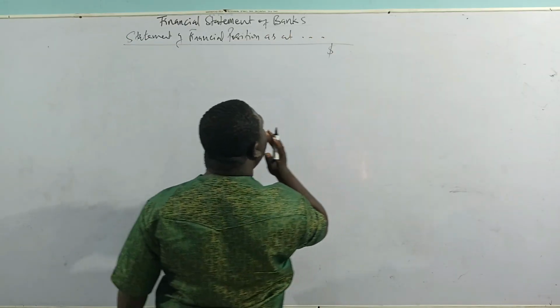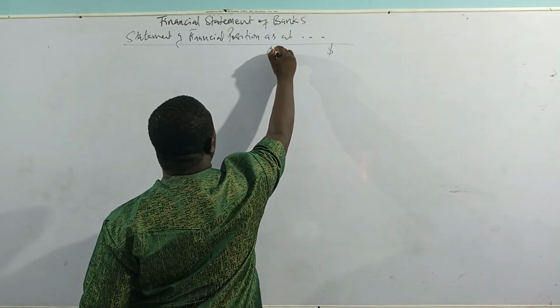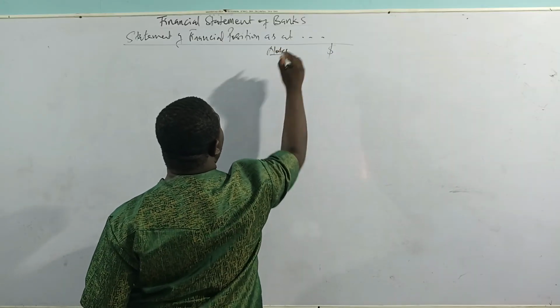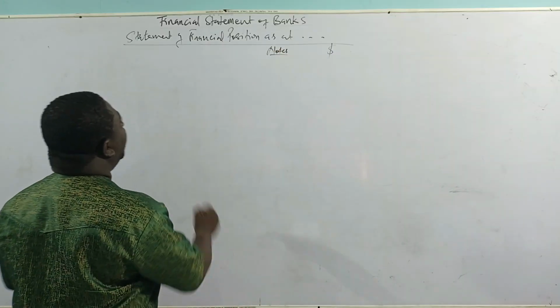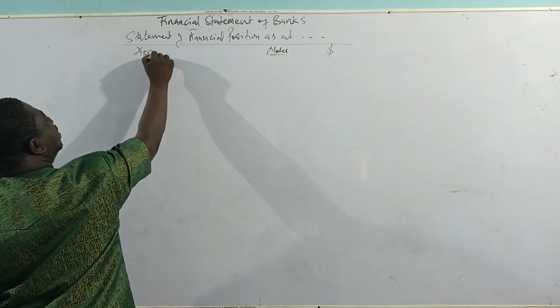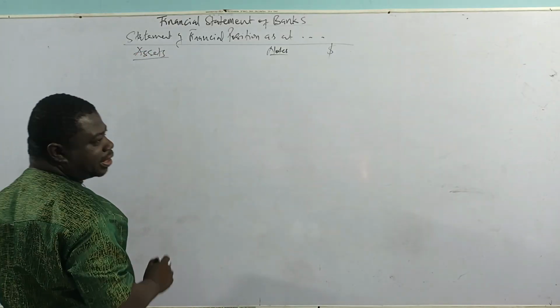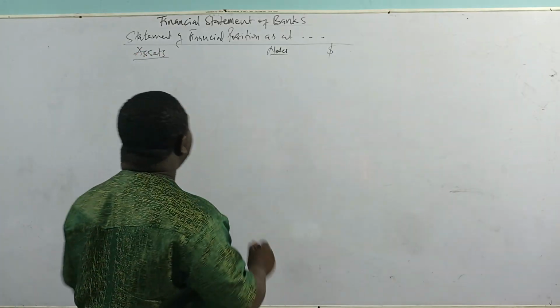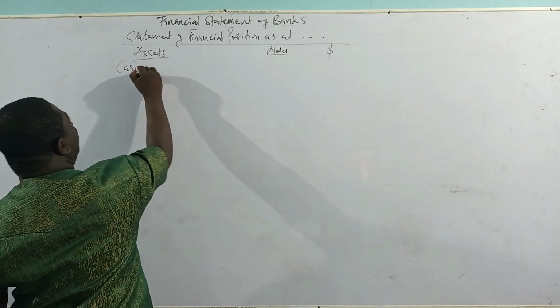So we'll show our currency sign with notes to the financial statement, because we're going to show the note. And then we begin with assets, highly summarized. Now, when it comes to assets, here we'll say cash.